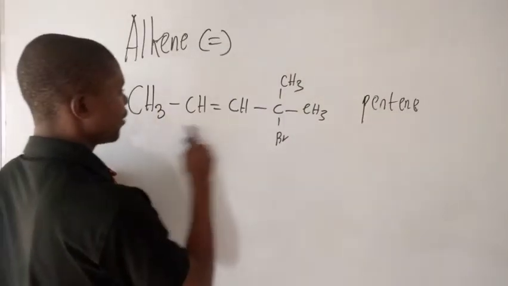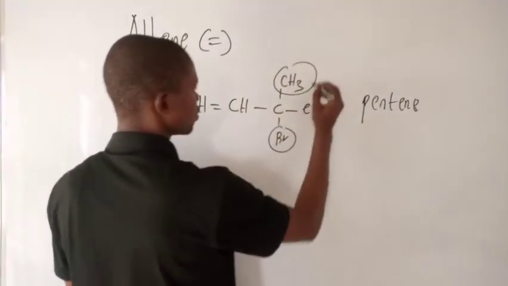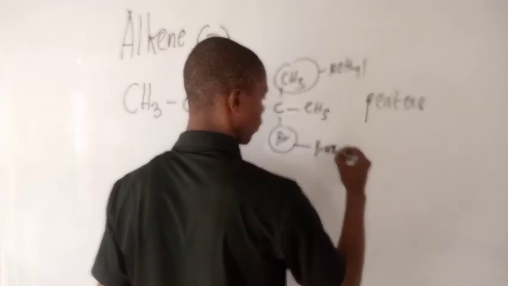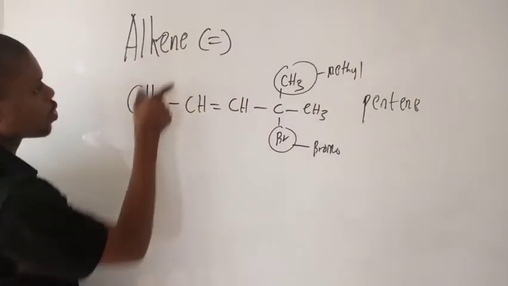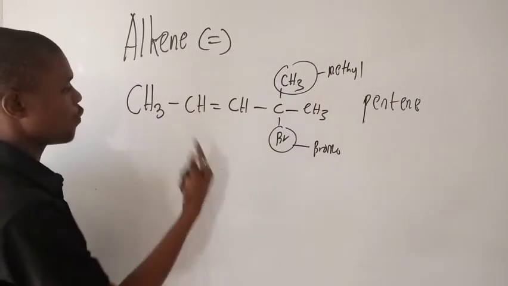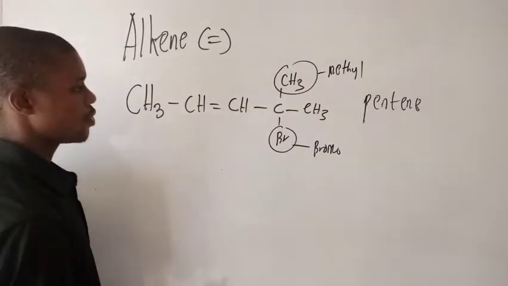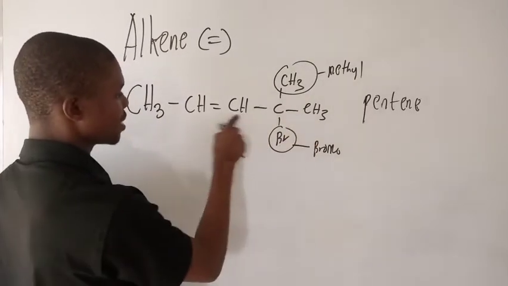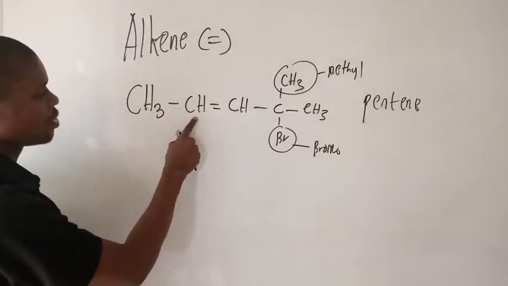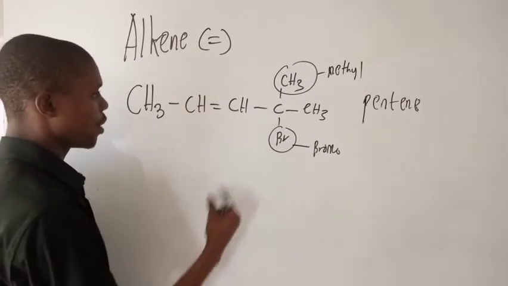Now if you look at the chain here, from here to here is my parent chain. I have two substituents here: a methyl and a bromo. But since it comes to alkenes, the double bond takes priority. Therefore, you must number such that the double bond has the lowest possible number, irrespective of the numbers of the substituents. If you start from here, 1, 2, 3, carbon number 3 carries the double bond. But if I start from here, 1, 2, carbon number 2 carries the double bond, right? So the numbering is now in favor of the double bond. The carbon with the double bond must have the lowest possible number.